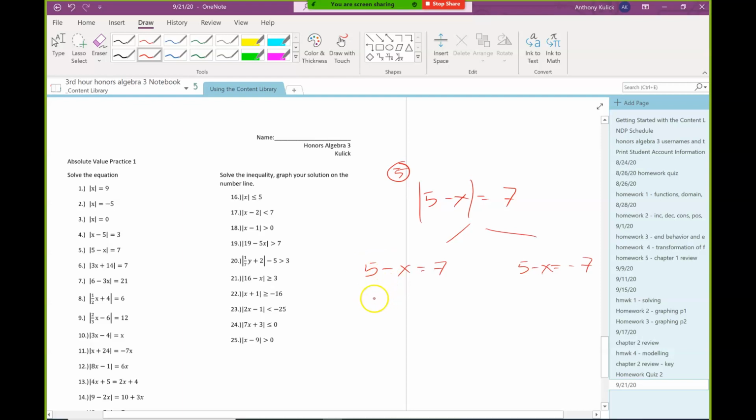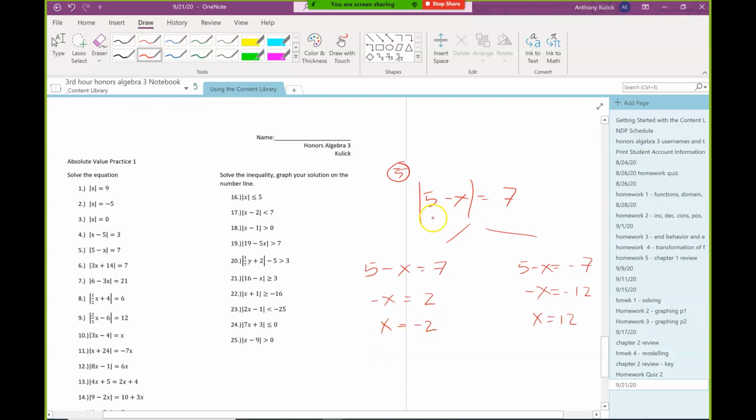So for the first one, if I subtract 5, I'm left with negative x equals 2. And if I divide by negative 1, I have x equals negative 2. On the other equation, I'll subtract 5. That'll give me negative x is equal to negative 12. And divide by negative 1 gives me x equals 12. But I'm not done. I need to make sure I check.